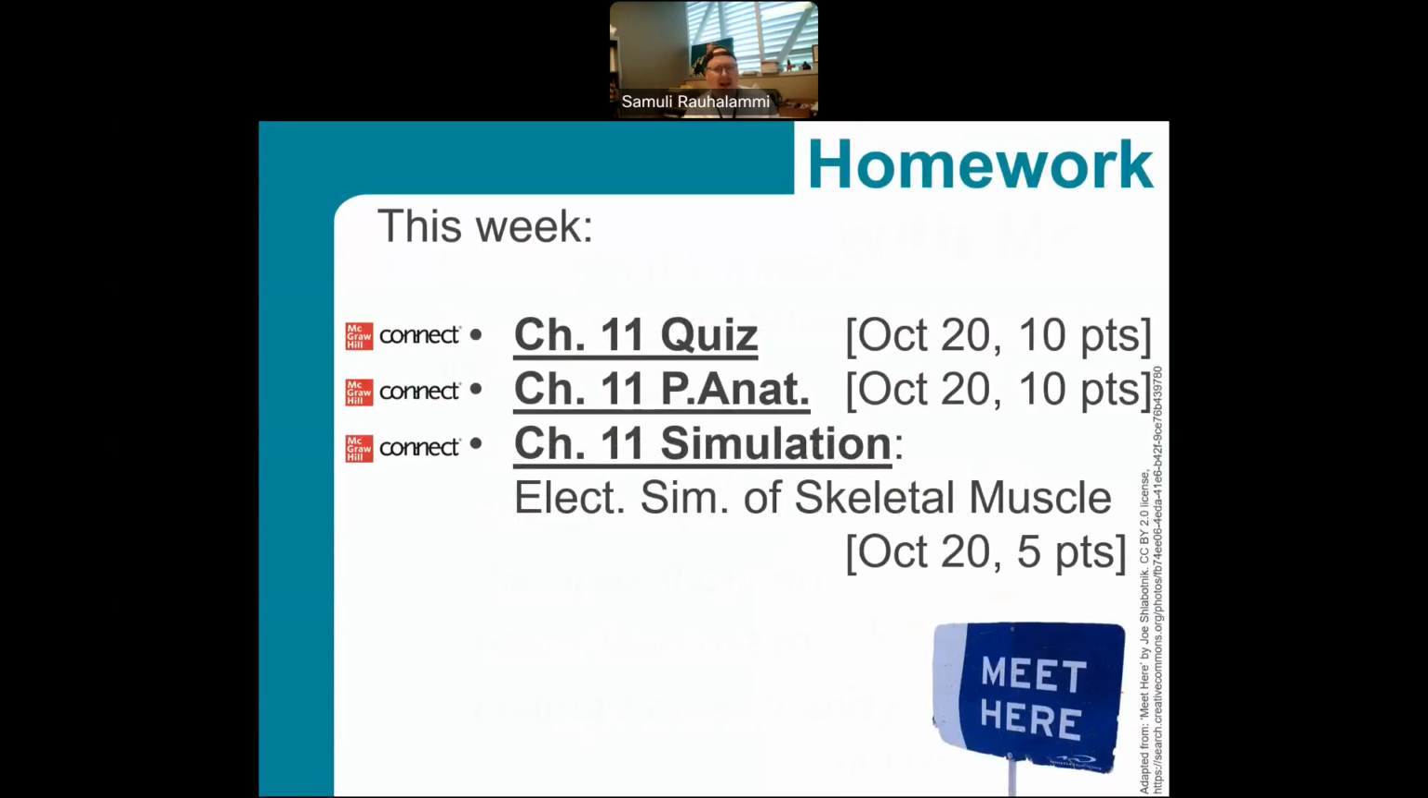Each one of those, I believe, is worth 10 points. And in addition to that, I've added kind of a simulation activity. We'll be looking at electrical stimulation of skeletal muscles as we're embarking on this week's material. So that gives you a chance to have more of a lab experience, even in this online setting. So I really encourage you to explore that activity.